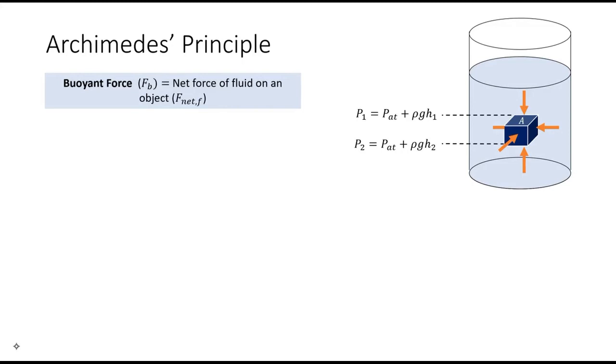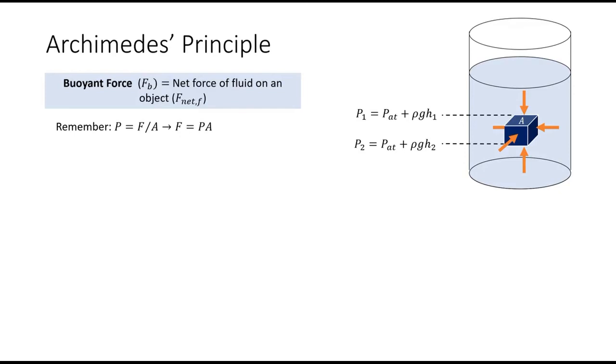So the buoyant force, FB, is really the net force of the fluid acting on an object that's in a fluid. So we can think about it as just being whatever forces the fluid is exerting on an object that is suspended or inside of that fluid. Okay, and so I call it F net F.